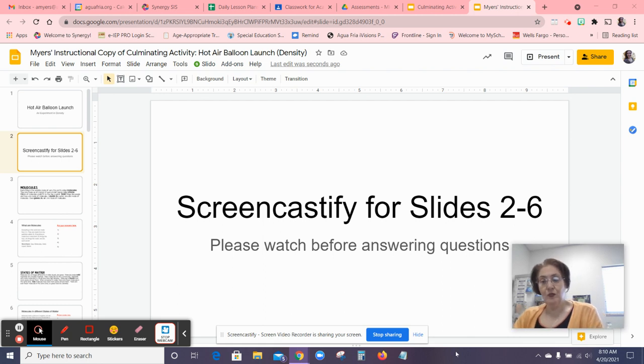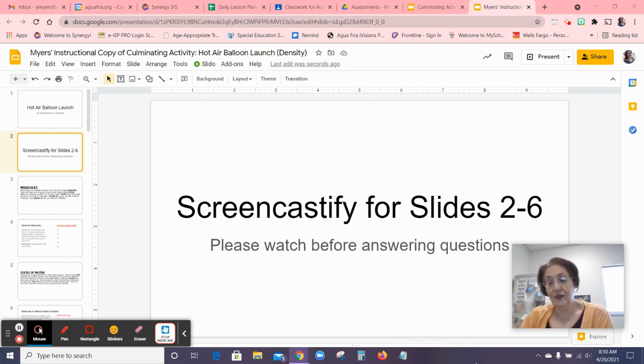We are going to be doing this culminating activity in steps, and you'll have a Screencastify for each step of the way, so I don't want you to be worried about it. We are going to be doing our hot air balloon launch, which is basically going to be the final for your final grade, and everything we do in these slides is going to lead us to that final experiment, which is going to be launching the hot air balloons.